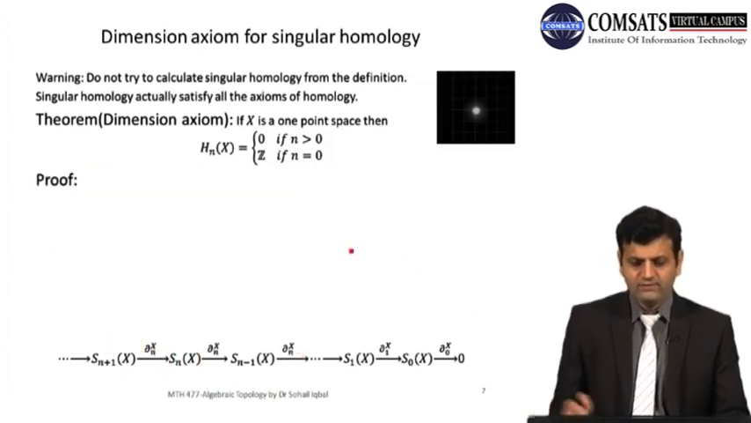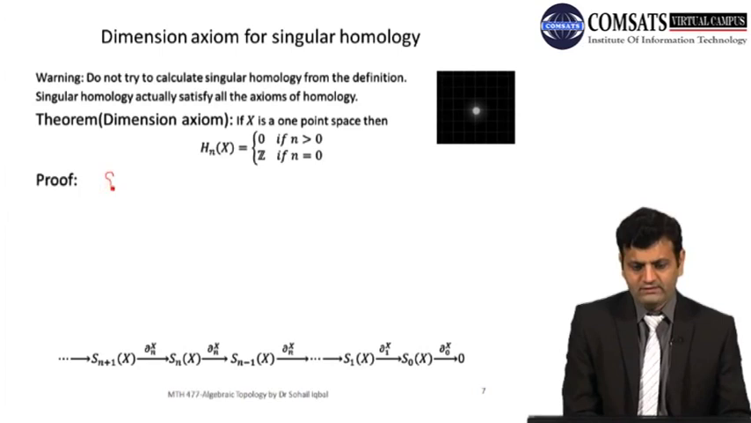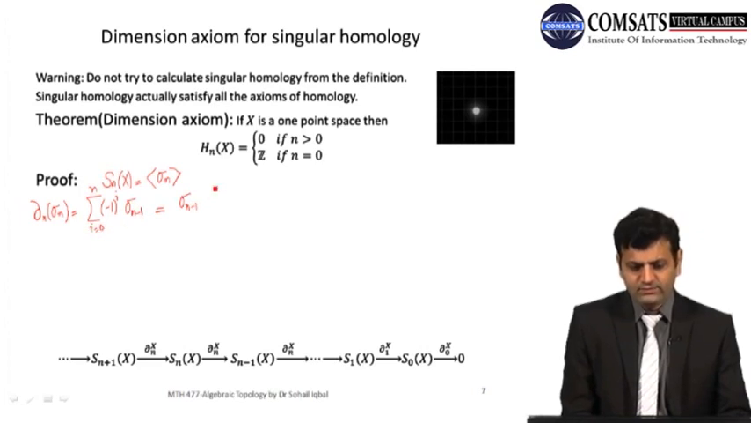Okay, so let's see what we have so far. We have Sn of x, which is generated by sigma n, and we also have the boundary. So the boundary of sigma n is equal to the summation of minus 1 raised to power i, where i varies from 0 to n, times sigma n minus 1. I can take sigma n minus 1 common because it is independent of the indexing variable i. So this is equal to the sum of minus 1 raised to power i, i equal to 0 to n, times sigma n minus 1.